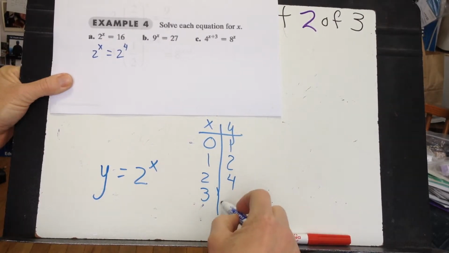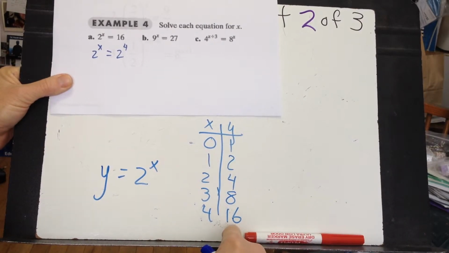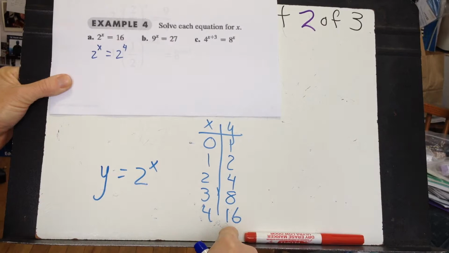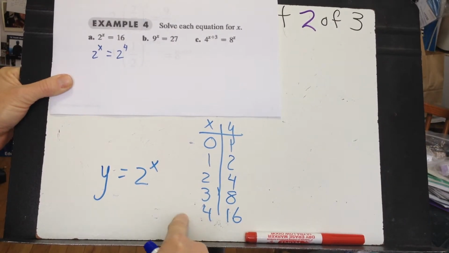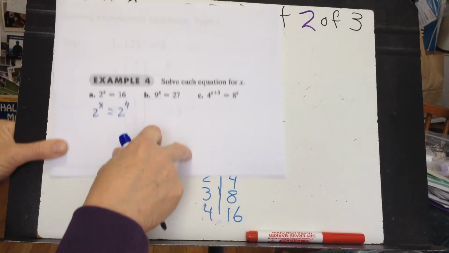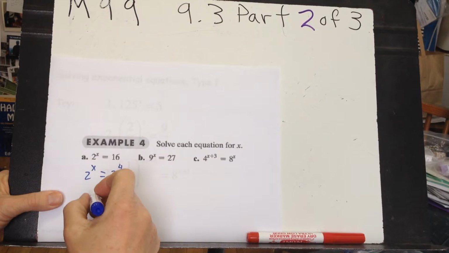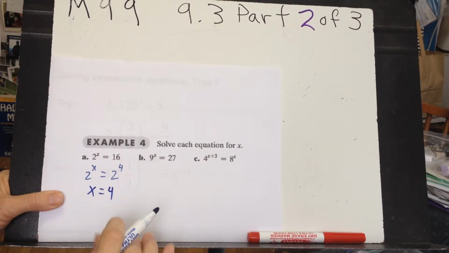2 to the 3rd is 8, and 2 to the 4th is 16. So you can scan down this y column and realize that 2 raised to the 4th power is going to be 16. So instead of 16, I'm going to write 2 to the 4th. That means that x is equal to 4.